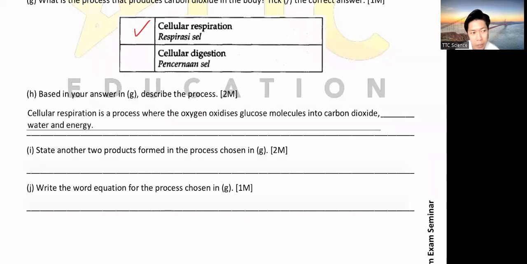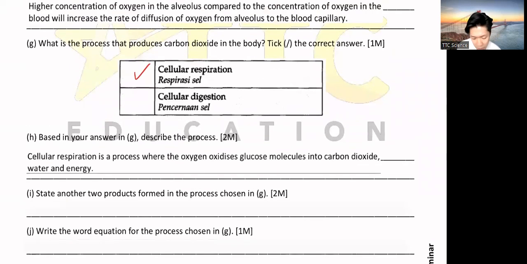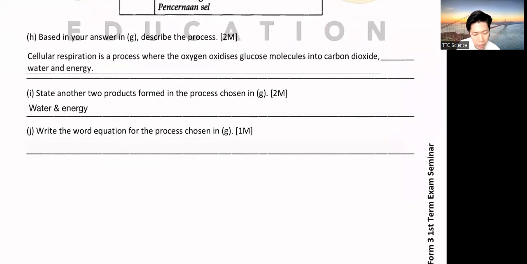Okay. The next one is already a free answer. We just wrote down the three products that you produce from respiration. You produce carbon dioxide, you produce water, and you produce energy, right? So the question is asking for two more products other than in G. So obviously don't write carbon dioxide anymore. So water and energy will be the remaining ones. Okay. There you go. And then J, copy answer also.